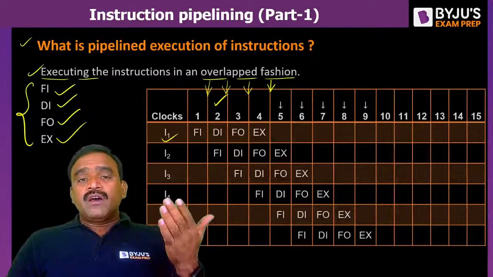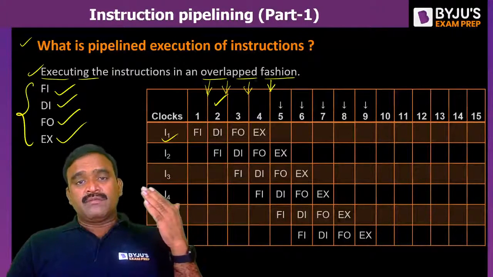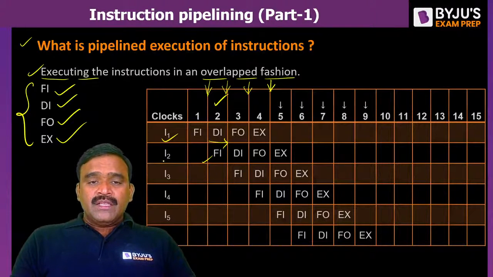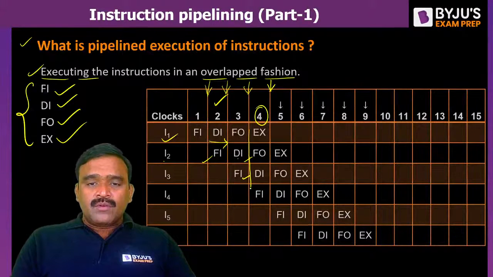But whereas in non-pipelining, pipelining buffers are not required. While instruction I1 is in the second stage, decoding, instruction I2 can come to the first stage. While instruction I2 is in the second stage, instruction I3 can come to the first stage, like this. Now, if you observe, from the fourth cycle onwards, all the stages are overlapped.